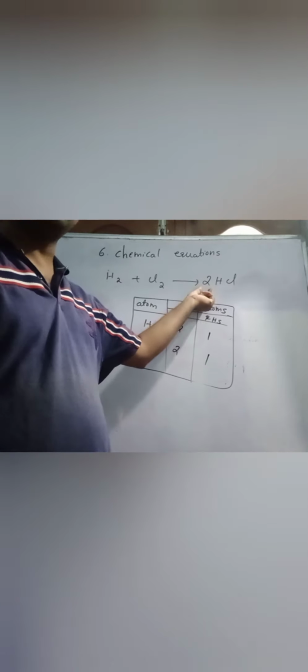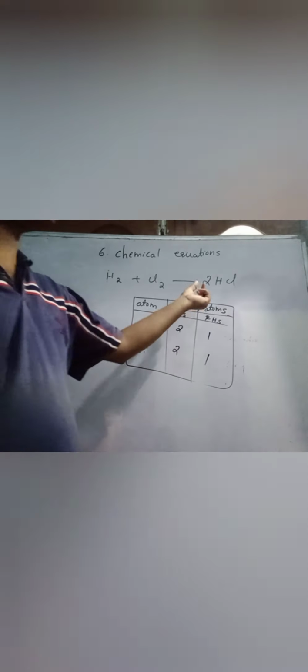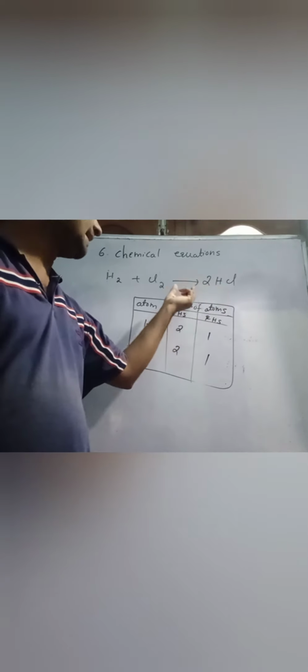Now take here 2. This is the coefficient. So now add 2 as the coefficient for HCl. So now 2 indicates here 2 moles of HCl. That means here 2 hydrogen atoms and 2 chlorine atoms. So simply by adding 2 here in RHS, this equation is balanced. Clear? Now in RHS, hydrogen atoms is equal to 2 and chlorine atoms is equal to 2. So this is called a balanced equation. Clear all of you? Now I give another example.